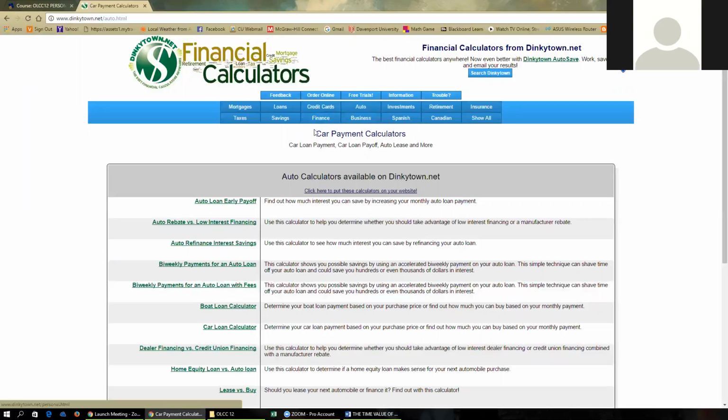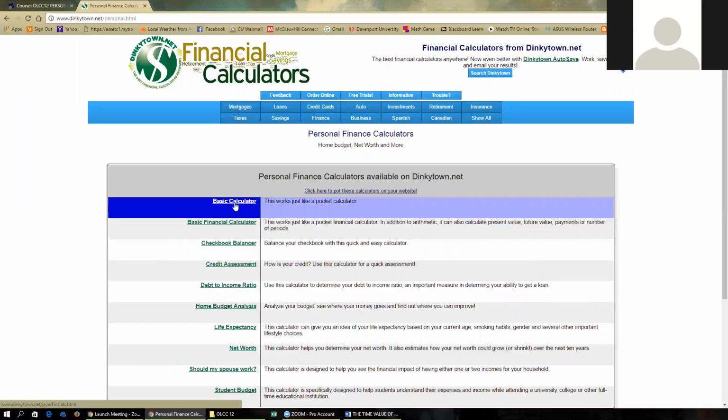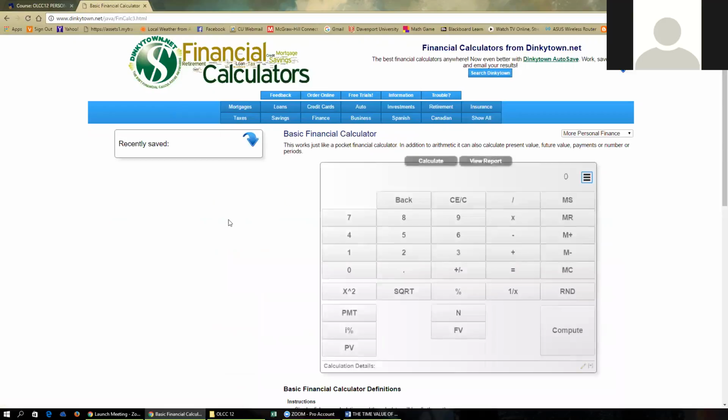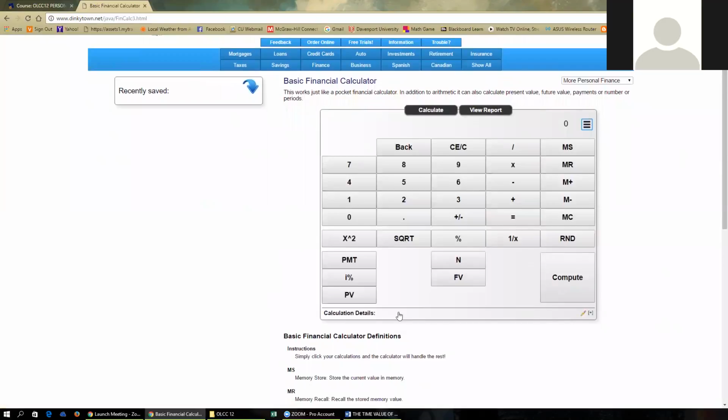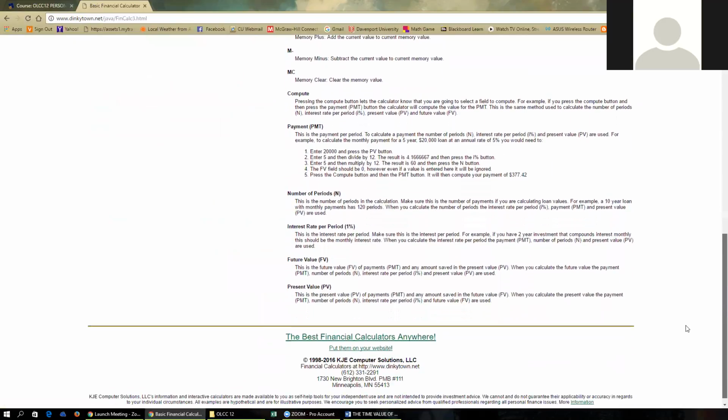Where we want to go is the section that says finance. You click on it, and there's a basic financial calculator. The basic calculator is really just like a dollar store calculator. Add, subtract, multiply, divide. It doesn't have any of the things we need to do. So we need to jump down to the basic financial calculator. So we click that one, and it's going to come up looking like a calculator screen. Lots of buttons on it, some that don't make a lot of sense until you understand them a little better. All the definitions are down here of what each button does.